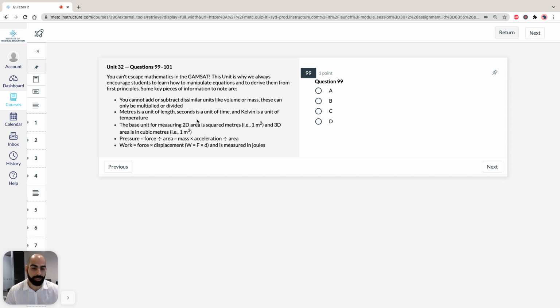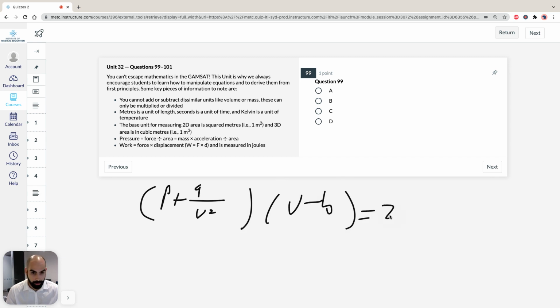If we take a quick look at the equation here, straight away, your eye should be glued to these. What we've got is a unit of pressure times a unit of volume equals Z times temperature.